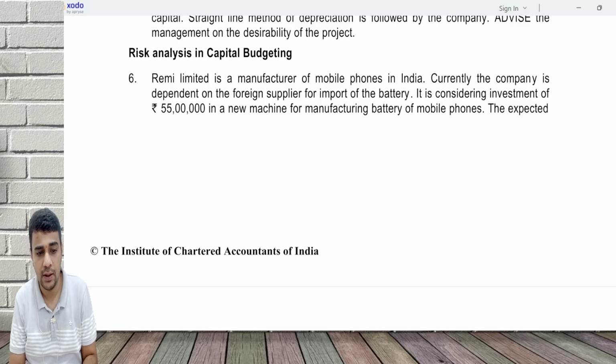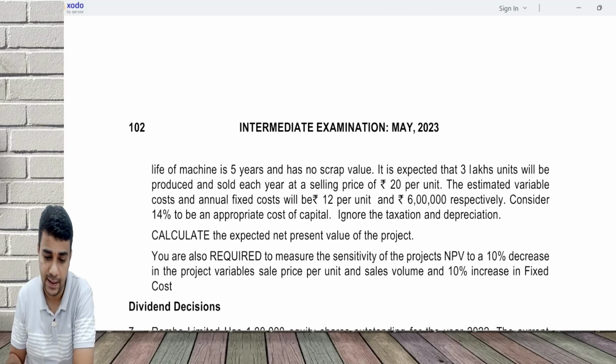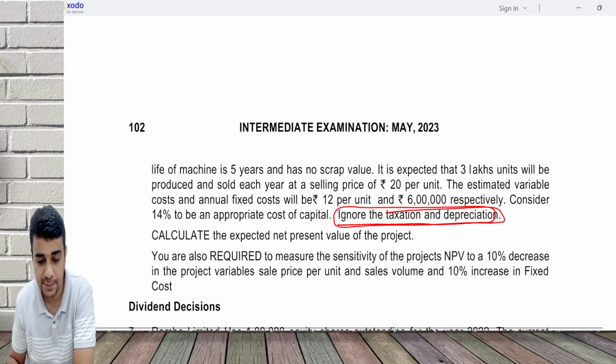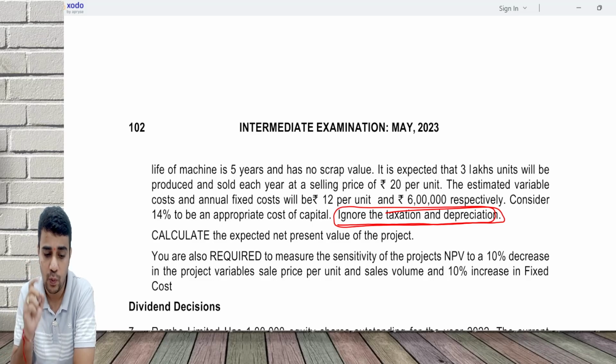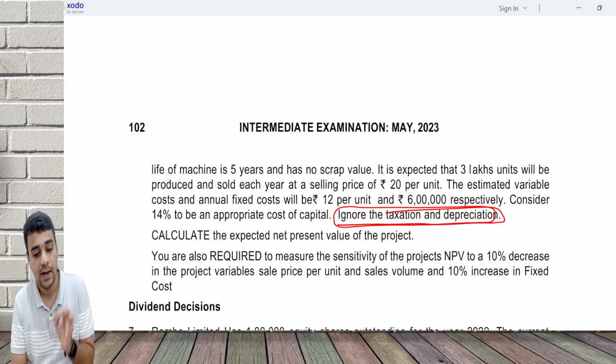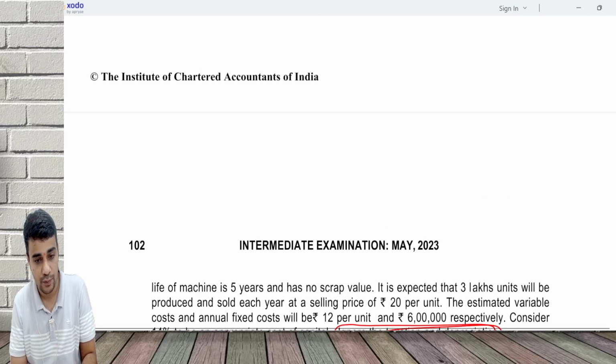Okay, so here we are first required to calculate the base NPV. The good part is there is no tax impact and depreciation impact in the question. So whatever you calculate as profit before depreciation and tax will become CFAT, cash flow after tax. There are 3 changes which are going to happen. One, a 10% decrease in selling price. Second, a 10% decrease in sales volume. Third, a 10% increase in fixed cost. They could have also given sensitivity analysis on variable cost, but they have given this. And I am required to measure how the project moves in line with these.